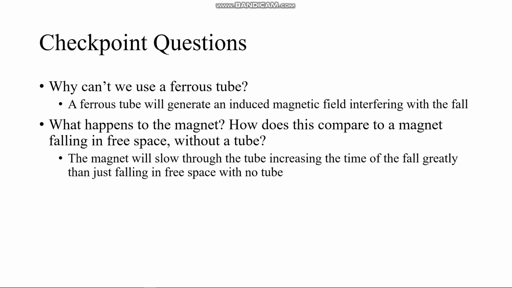A couple of checkpoint questions just to check the understanding before we go into the computational model: why can't we use a ferrous tube, like a steel tube or something with some ferromagnetic material? That's because this is going to create an induced magnetic field, which is going to muck up the entire process of it falling down. It's just going to create an interfering field, and the magnet is going to slow. This is going to be significantly slower than just free falling through space.